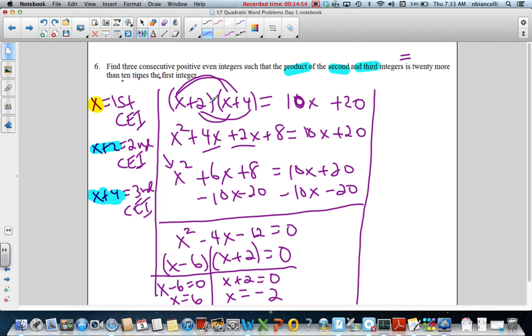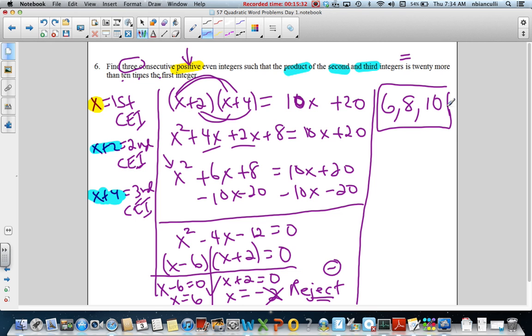Now here's where the third column is really important. We have to go back and answer the question. We wanted 3 consecutive positive even integers. Well, 6 is positive, so I'll keep him around. But negative 2 we reject, because he's negative, and they wanted positive. So we're going to start off with 6. 6 is our first consecutive even. And we wanted 3 of them. So 6, the next one would be 8, and the next one would be 10. And that's it. And now you should be able to do any problem like this based on these 3.